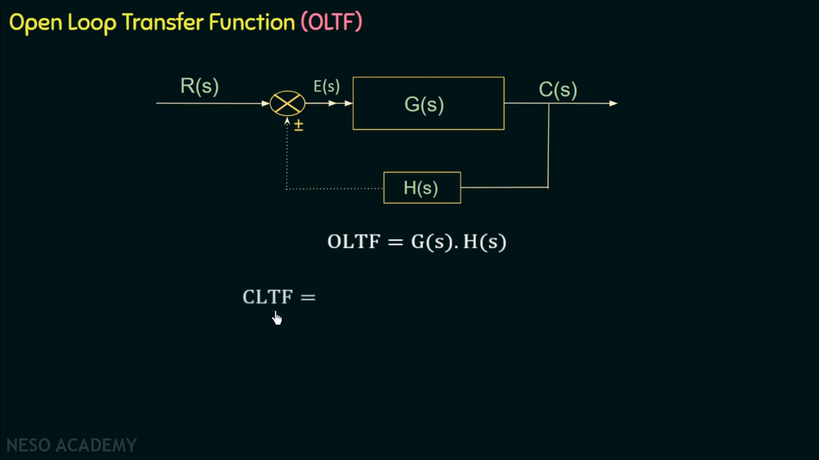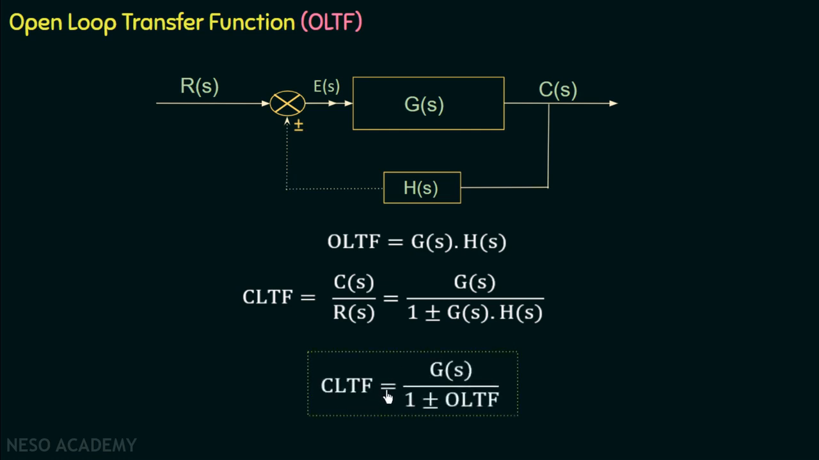So if we define closed loop transfer function, then it is equal to C(s) over R(s), which is equal to G(s) divided by 1 plus or minus G(s) multiplied with H(s). And now we know that open loop transfer function is the product of G(s) and H(s). So this G(s)H(s) in the denominator of closed loop transfer function is the open loop transfer function. So we can write closed loop transfer function equal to G(s) divided by 1 plus or minus open loop transfer function. So we can use this formula for calculating the open loop transfer function whenever we have the closed loop transfer function and vice versa.